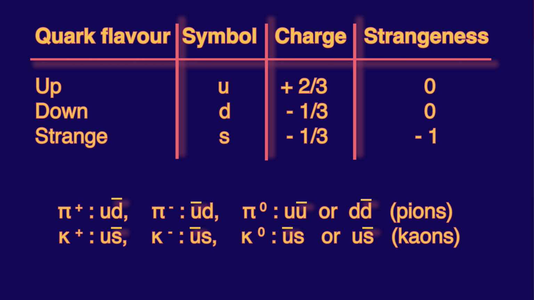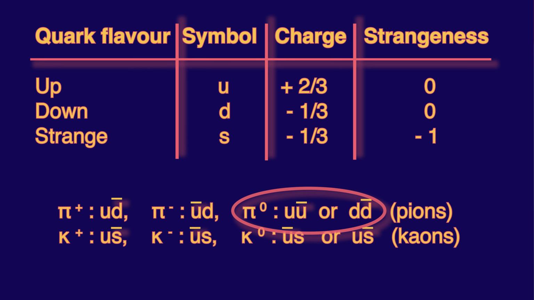Here are some examples. Hopefully you can see from this that one of the peculiar characteristics of mesons is that they can be their own antiparticle. Take a neutral pion for example. The anti-neutral pion is still a neutral pion.